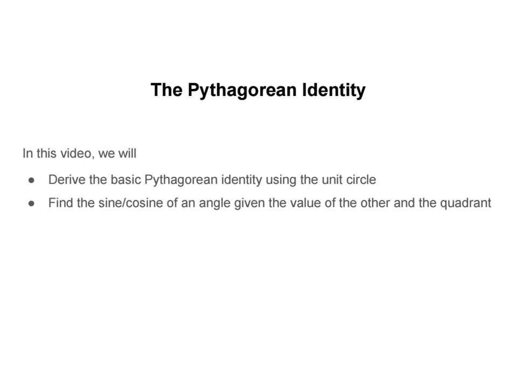In this video, we're going to discuss the Pythagorean identity. In particular, we're going to use the unit circle to derive the basic Pythagorean identity and use it to find the sine or cosine of an angle given the value of the other function and the quadrant of that angle.